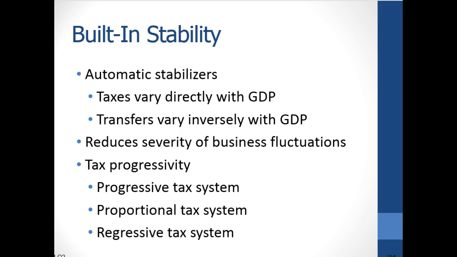The more progressive the tax system, the greater the economy's built-in stability. A progressive tax system means the average tax rate rises with GDP. Now, however, tax revenues will rise with GDP under both progressive and proportional tax systems.